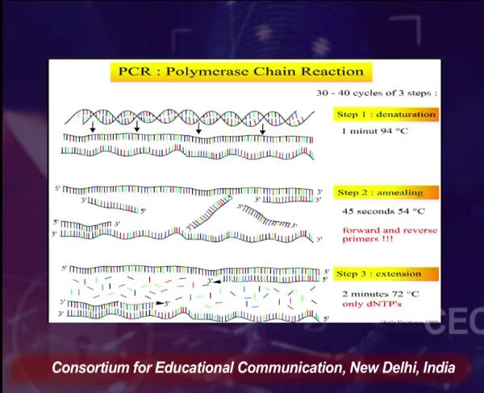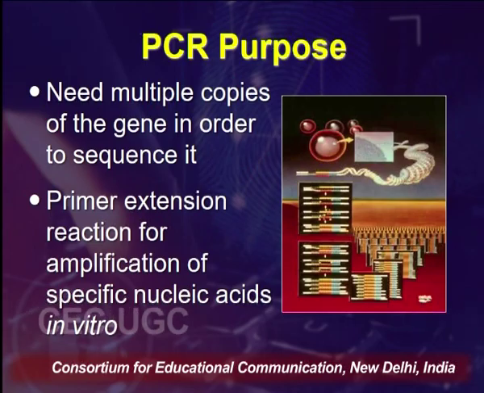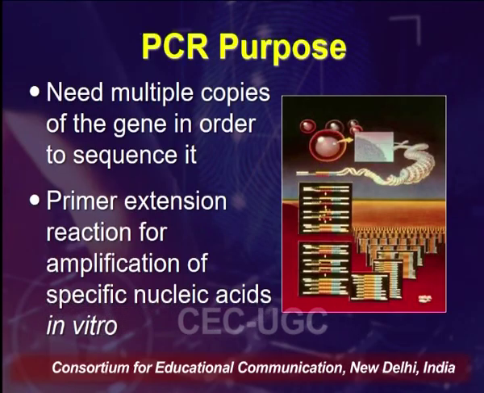So, this was the trademark invention which has helped us after DNA extraction, and which has helped us further for quantization and making copies of DNA. PCR basically makes multiple copies of the gene in order to sequence it. We use the primer extension reaction for amplification of specific nucleotides in vitro. So, everything we have done is being done in vitro.